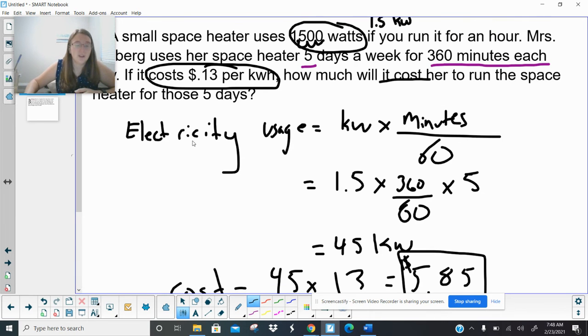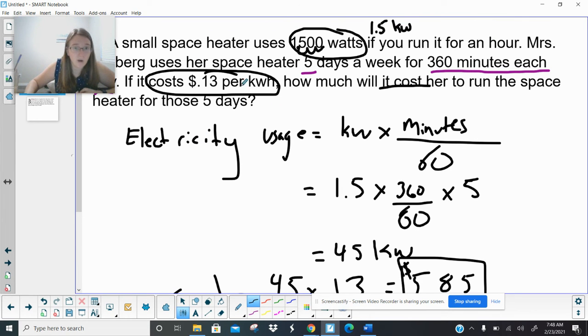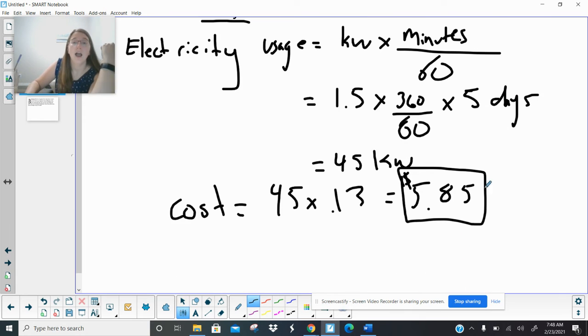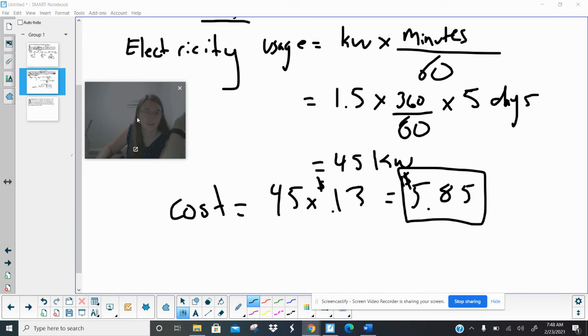So again, for these problems where it says how much will it cost, you need to find the usage first, being careful that if it occurs over several days, to multiply by that number of days or that number of uses, whatever, and then to multiply by the cost to actually get the cost.